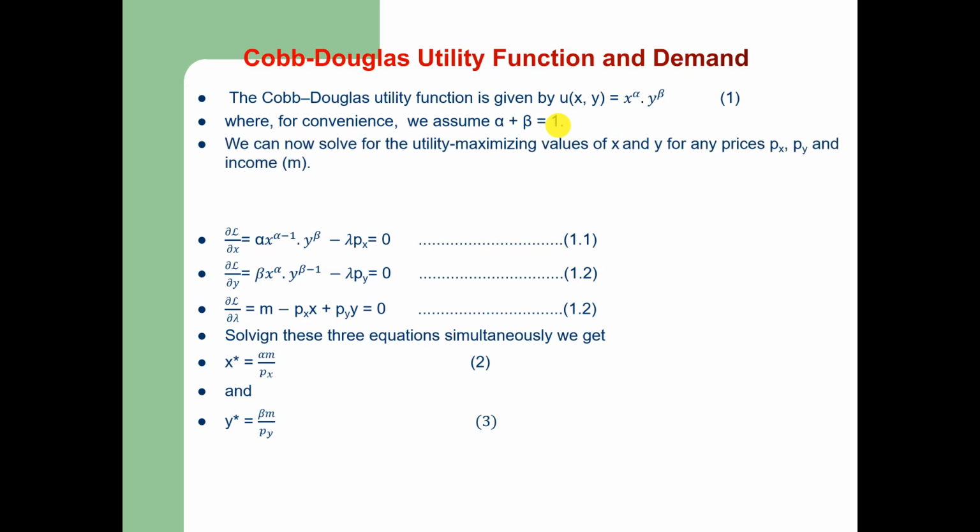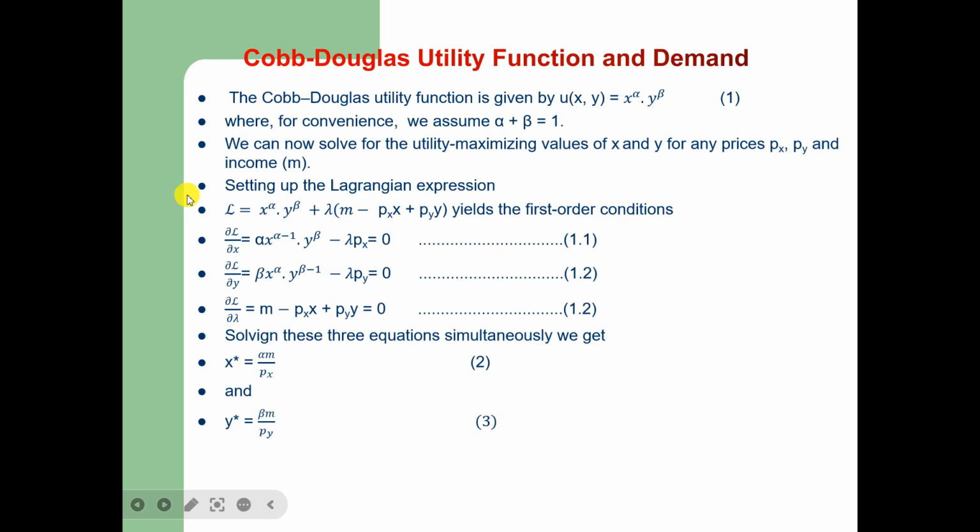We can now solve for utility maximization, the value of x and y for any prices px and py and income m. So we suppose that the consumer has a fixed income m, price of x is given by px and price of y is given by py, and the consumer wants to maximize utility from the consumption of good x and y. In order to do that, we set the Lagrangian expression. Because this is constraint maximization, the consumer may maximize utility subject to the budget constraint. This is not an unconstrained problem, but a constraint maximization problem.